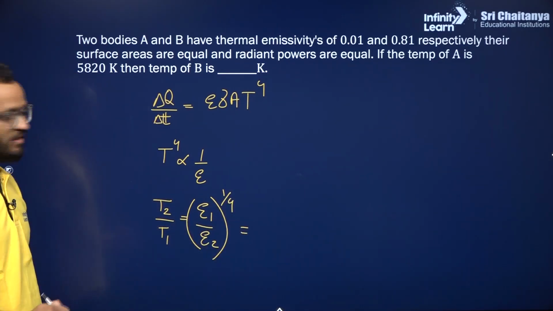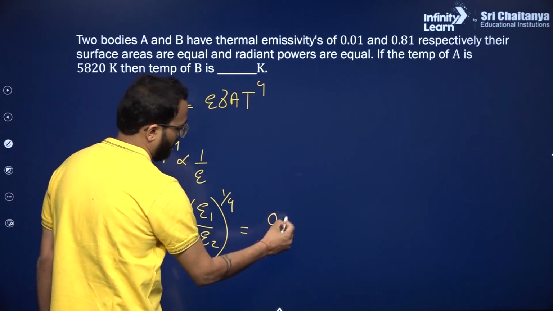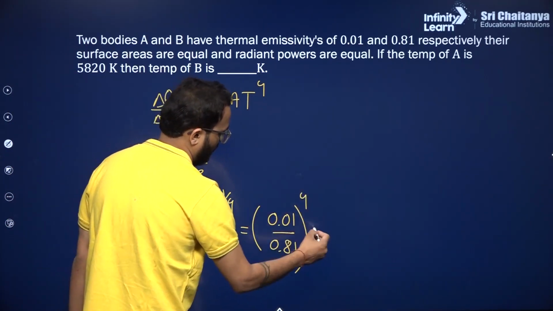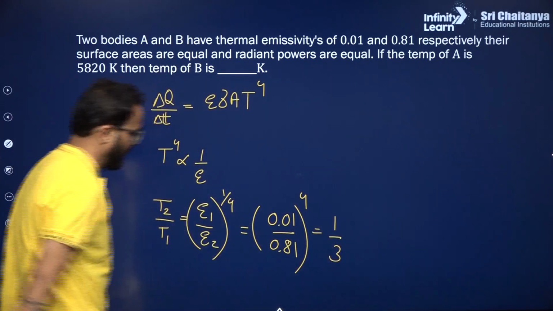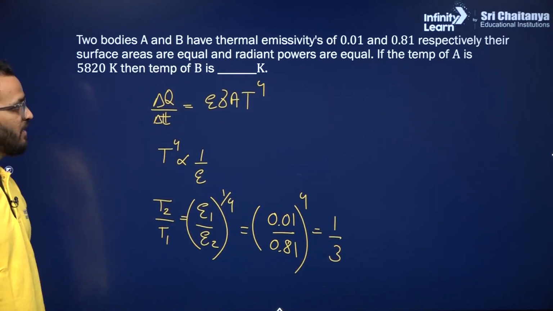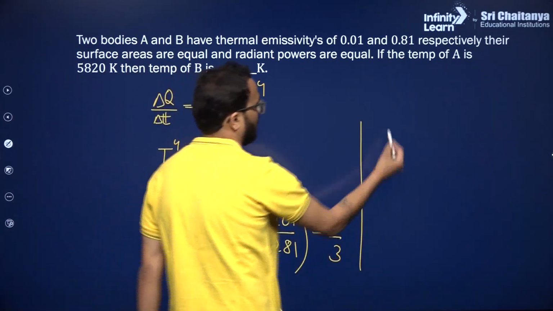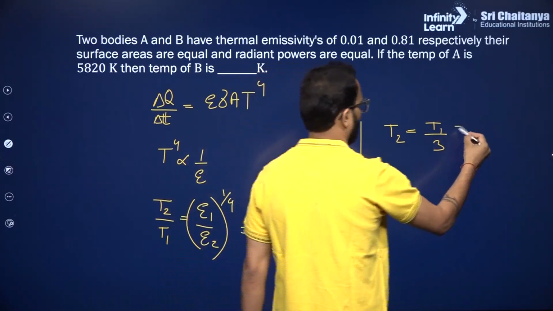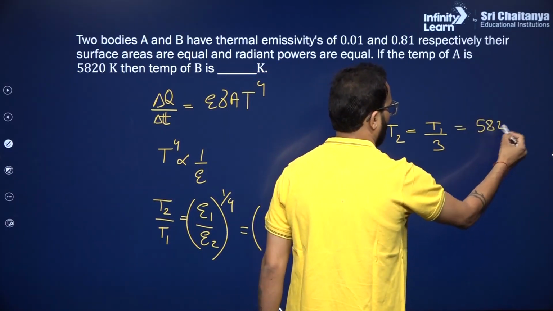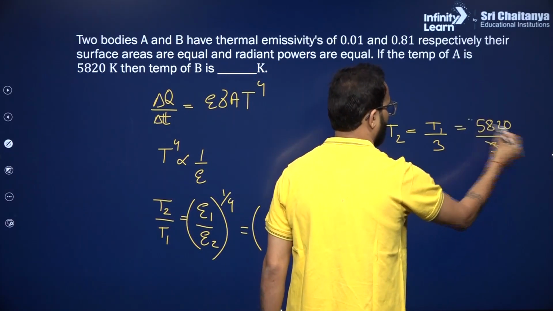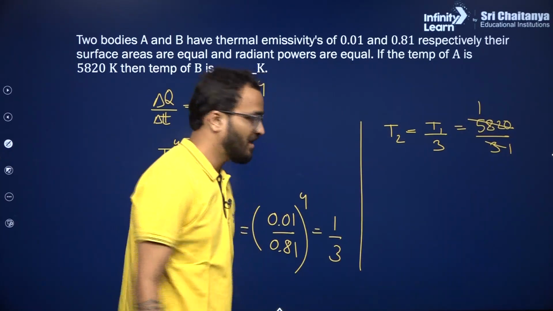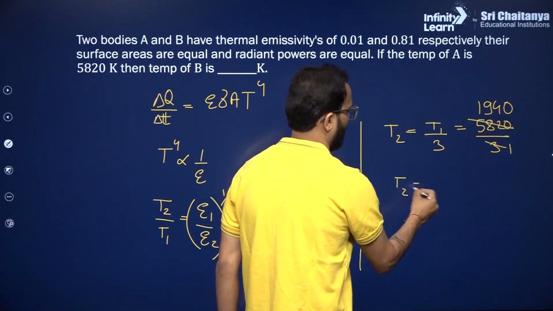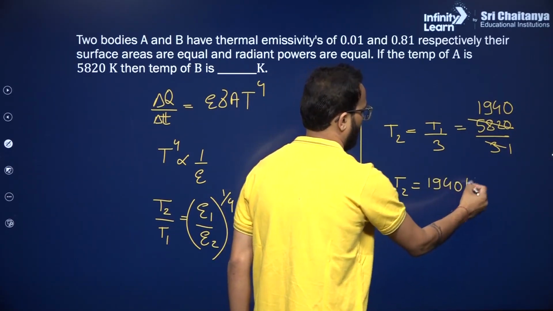Emissivity 1 is 0.001 upon 0.81, to the power 1 by 4, which comes out to be 1 by 3. So T2 will be T1 by 3. T1 is how much? T1 is 5820. 5820 upon 3 comes out to be 1940 Kelvin.